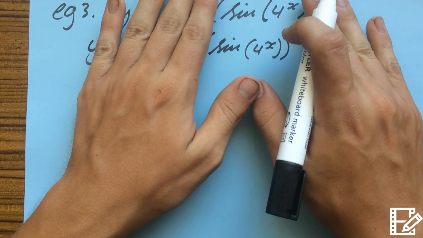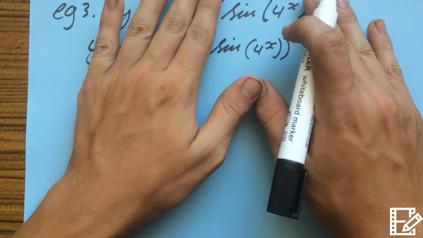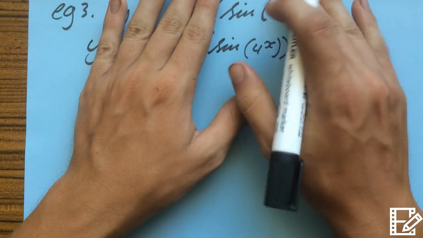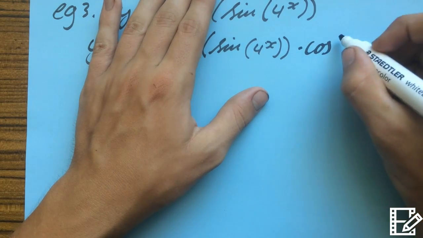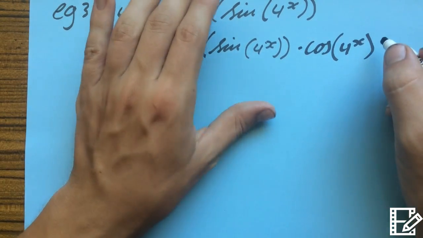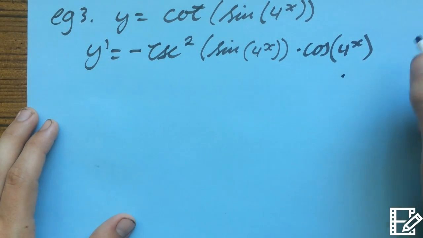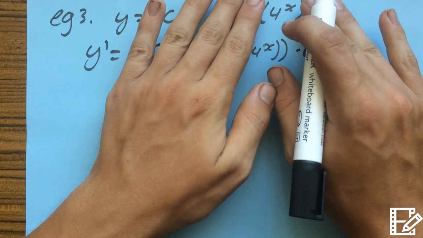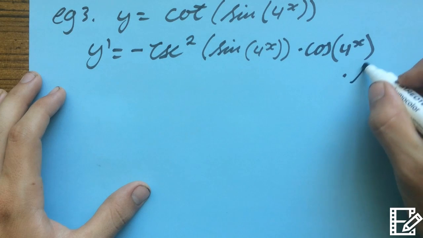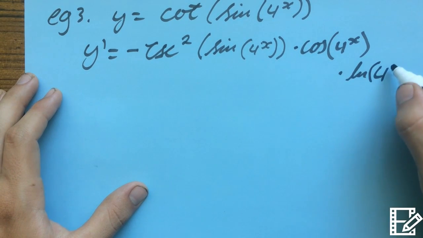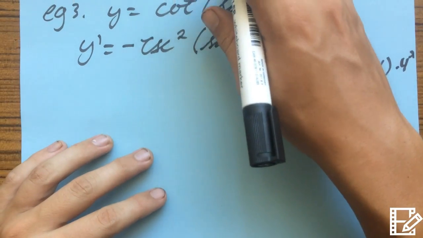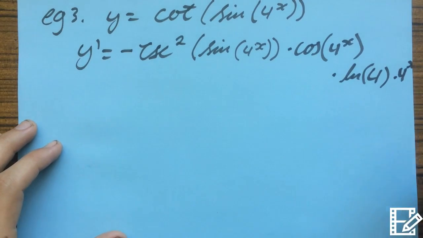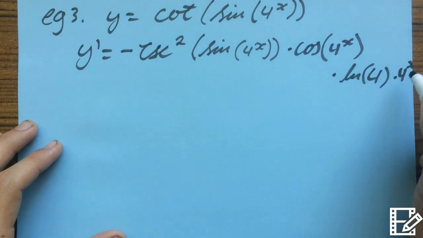Then we focus on the second lot, which is sine of 4 to the power of x. We find the derivative of the outside function, which would be cosine of 4 to the power of x, because we keep the inside the same. And then we multiply that, and we'll do it down here because we can't fit it, by the derivative of the innermost function, which is ln 4 multiplied by 4 to the power of x. Because we keep the 4 to the power of x the same and we multiply it by ln of the 4.